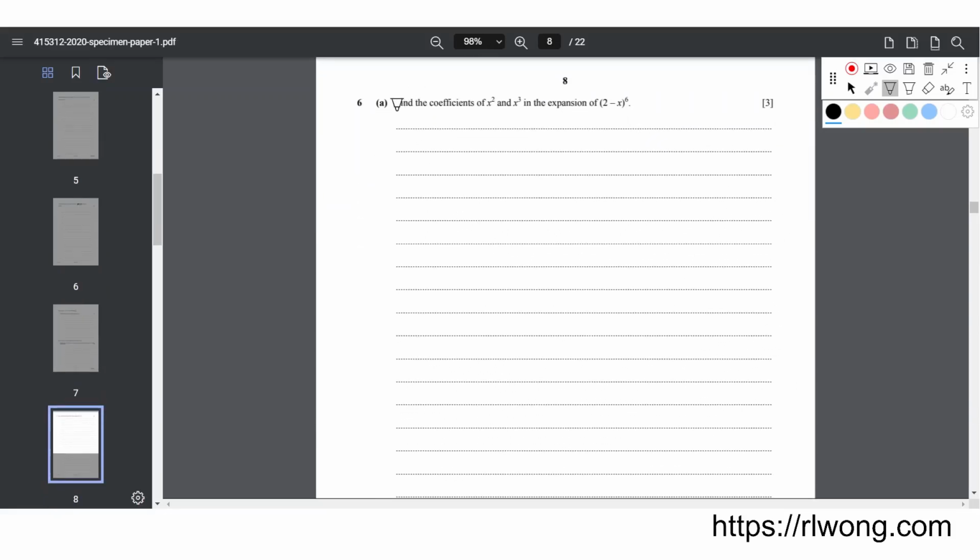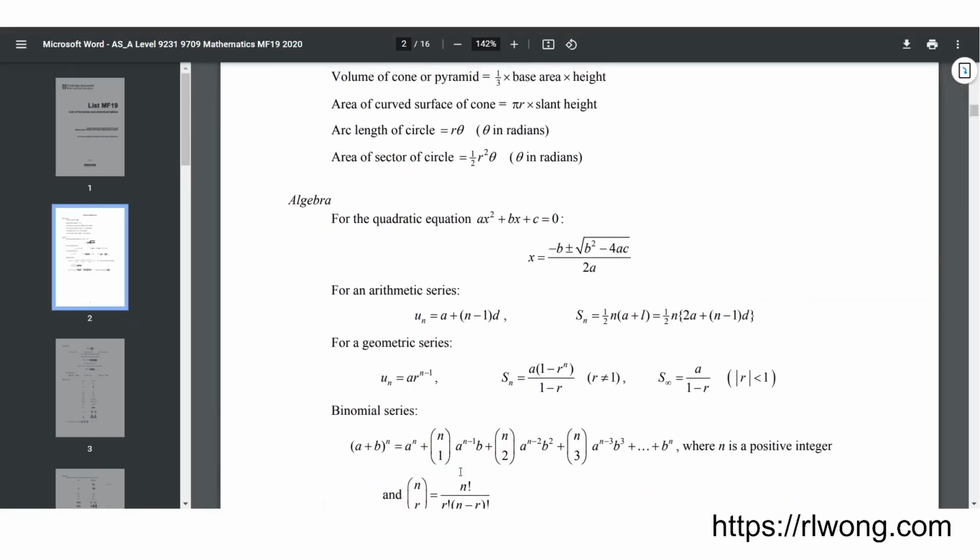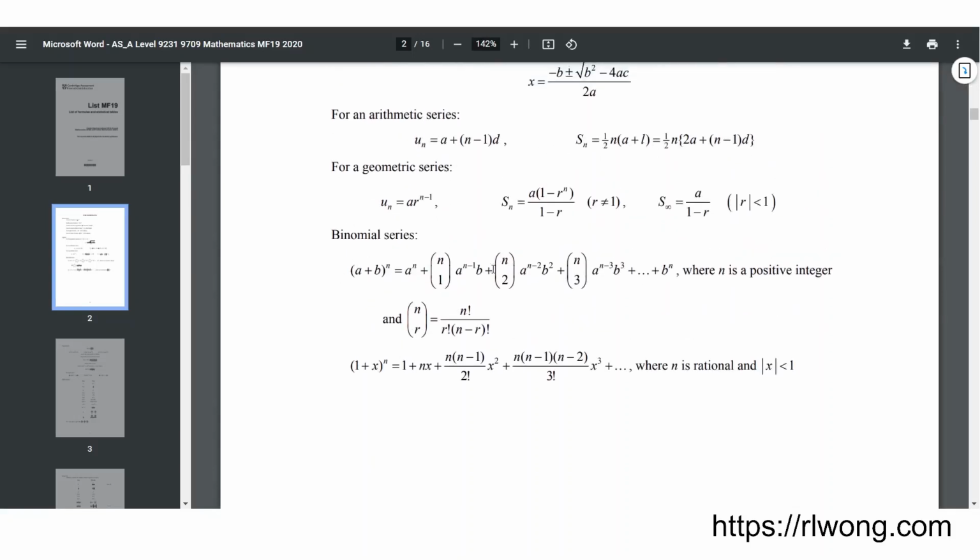Moving on to question 6, find the coefficients of x squared and x cubed in the expansion of (2 minus x) to the power of 6. So this is basically your binomial expansion, and you can find the binomial expansion equation in your formula booklet, so you do not need to memorize it. Okay, so it is here. We are interested in x squared and x cubed, so we are interested in these two here.